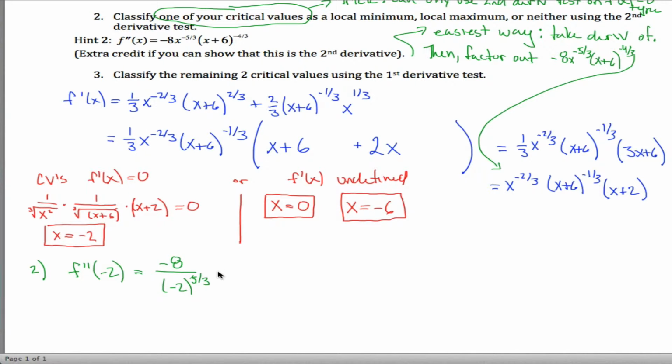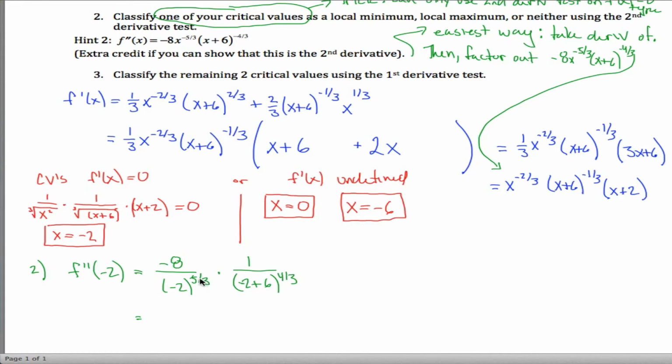It'll make it easier for me to figure out if this thing is negative or positive, which is what you need to do with the second derivative test. And then I want to multiply that by 1 divided by -2 plus 6 to the 4/3 power. That's just this guy right here, except instead of raising it to the -4/3, I do 1 over it to the 4/3, and I change the x to -2. I just got to figure out if this thing right here is negative or positive. This thing right here, it's negative. 100% it's negative.